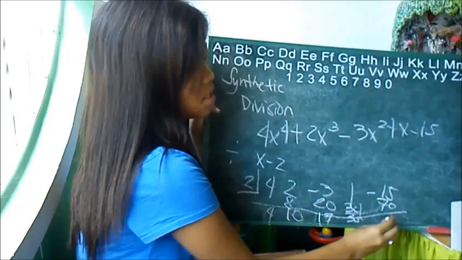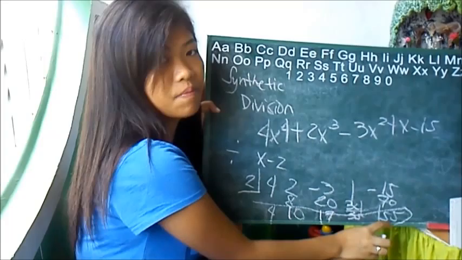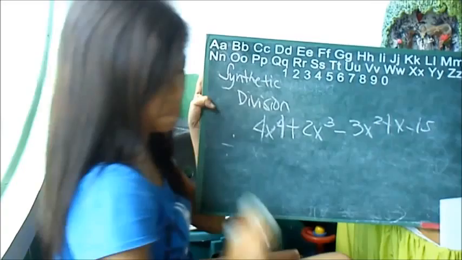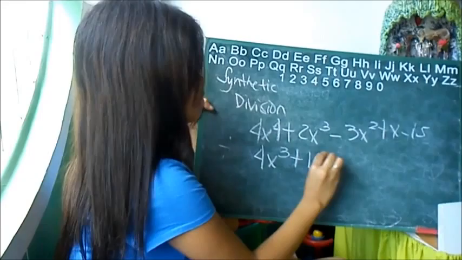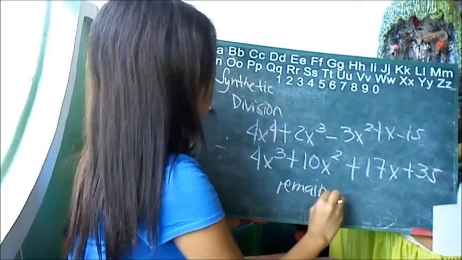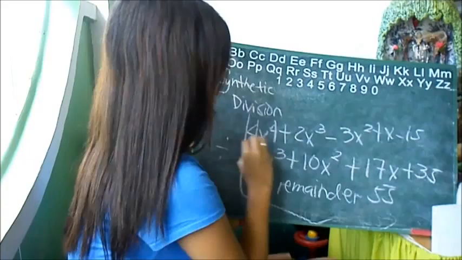So our remainder now is 55. Why 55? This is always in the last term. It will be a remainder. And our final answer is 4x cubed plus 10x squared plus 17x plus 35 remainder 55. This is our final answer.